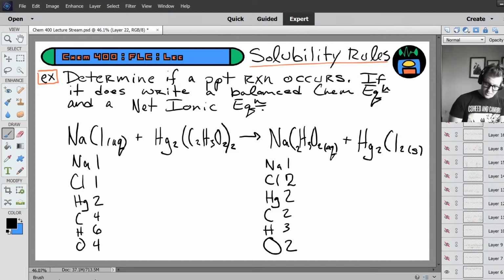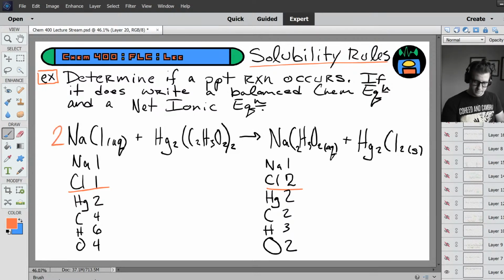The first thing that jumps out to me is chloride. We have 2 chlorides on the product side, only 1 on the reactant side, so I need to multiply sodium chloride by 2 to balance chlorine. This gives me 2 chlorine on each side of my reaction, but it also messes up sodium.